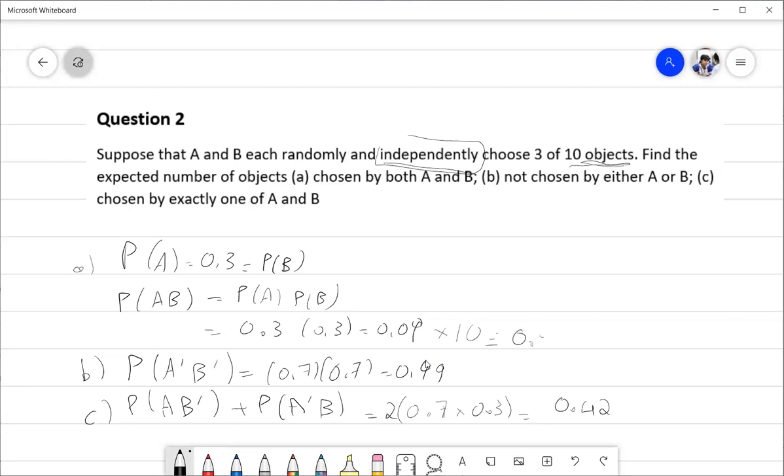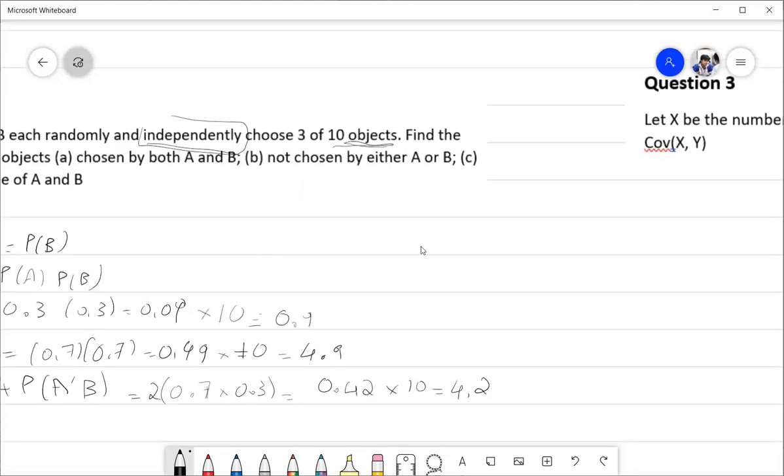0.9. The expectation will be 0.9. Here it will be multiplied by 10. It will be 4.9. And here multiplied by 10, it will be 4.2. Note the mistake I made was that I only denoted the probabilities. I did not find the expectation. And for that, I just had to multiply by 10. Okay. Seems simple enough. So I go to question 3.